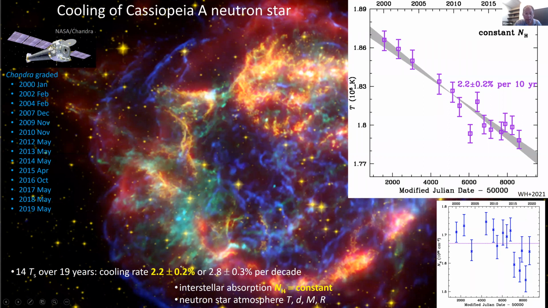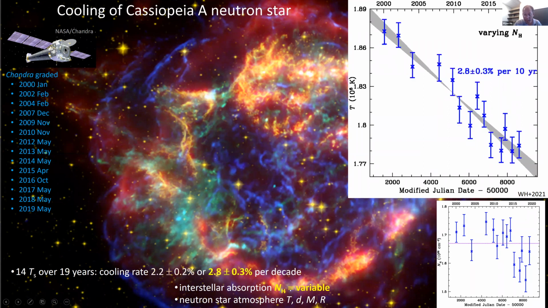Now, if you allow this NH value to vary between each observation, and those values are plotted here, you can see that they're scattered around the constant value. Then you get a slightly higher cooling rate. I'll just note that from the fit statistics, the variable NH is more preferred. So I'll concentrate on this, but I'm happy to discuss this more if people have questions in the discussion.